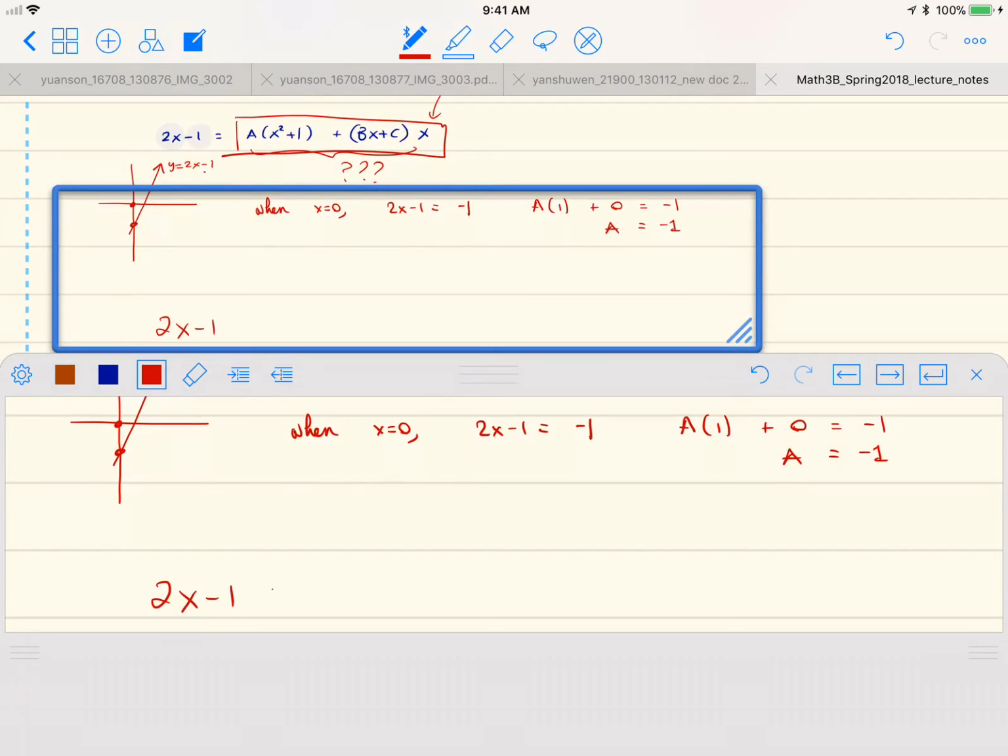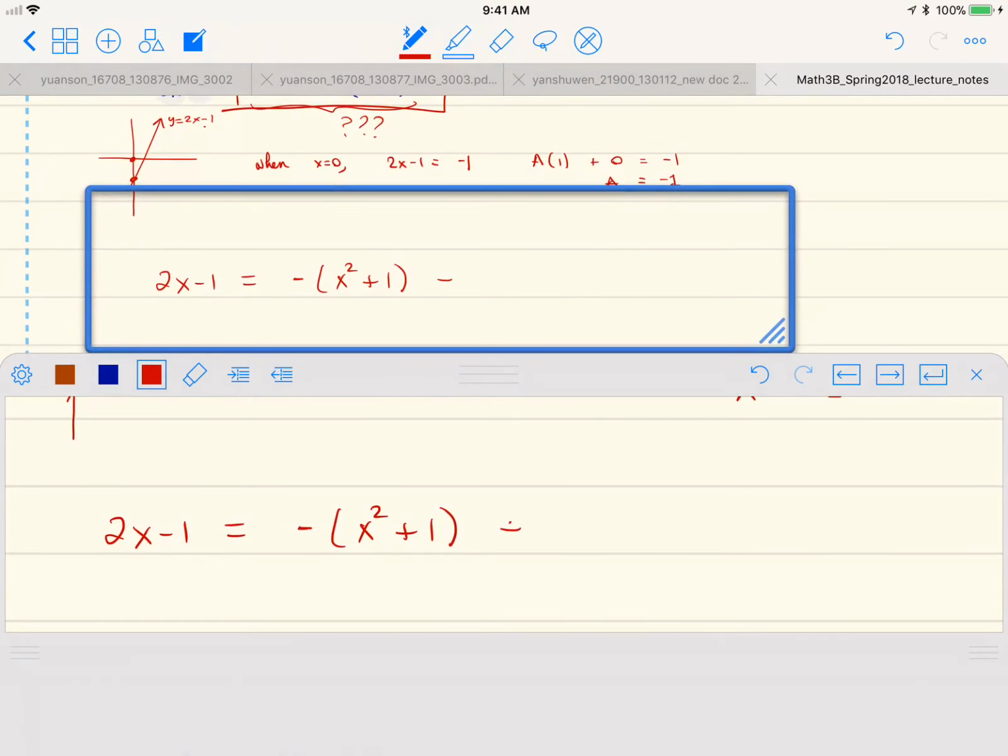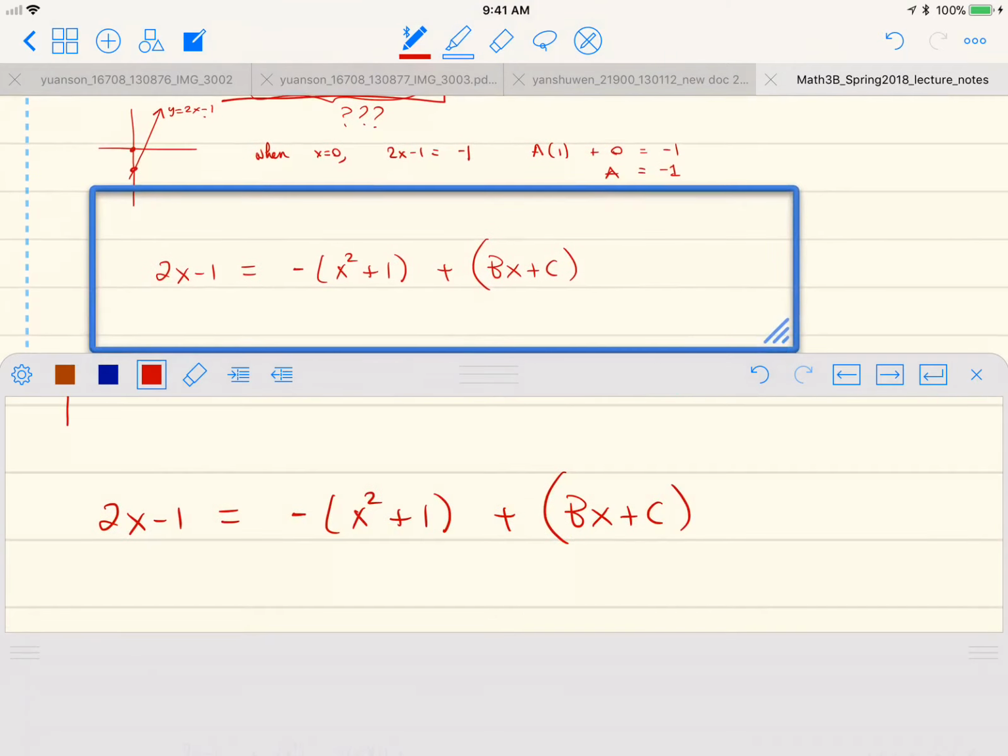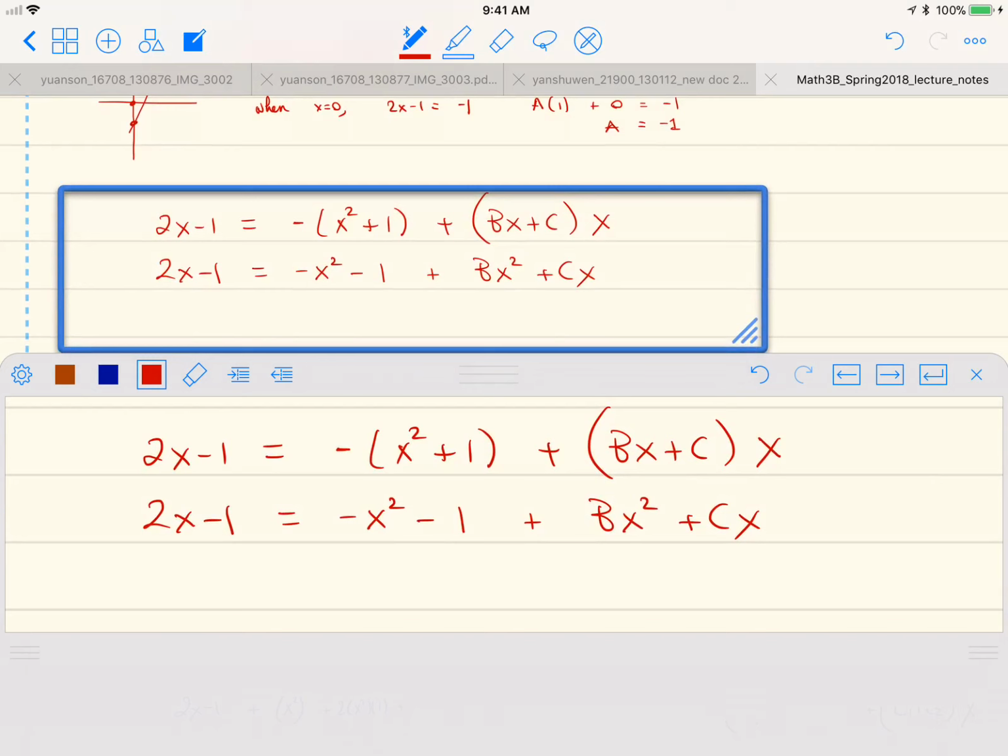Okay, and now if a is equal to -1, let's repeat this. So now 2x minus 1 is equal to -x squared plus 1, because now I know that a is equal to -1, so I'm substituting -1 for a, plus bx plus c times x. Let me expand this: -x squared minus 1 plus bx squared plus cx is equal to 2x minus 1. Actually, I didn't need to do that.